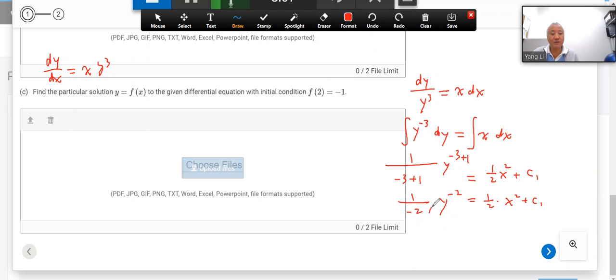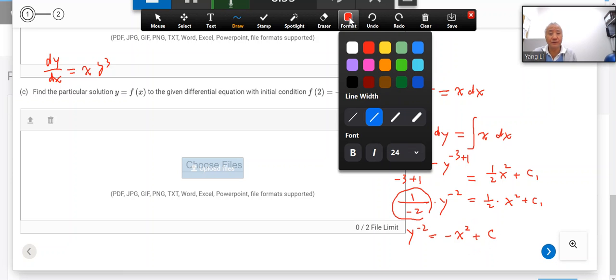And then multiply both sides by negative 2. So you have y to the negative 2 times negative 2, which cancels. This one times negative 2 will be negative x squared, plus c1 times negative 2, that's another constant, so just call that c, okay? Now we need to determine the c first.